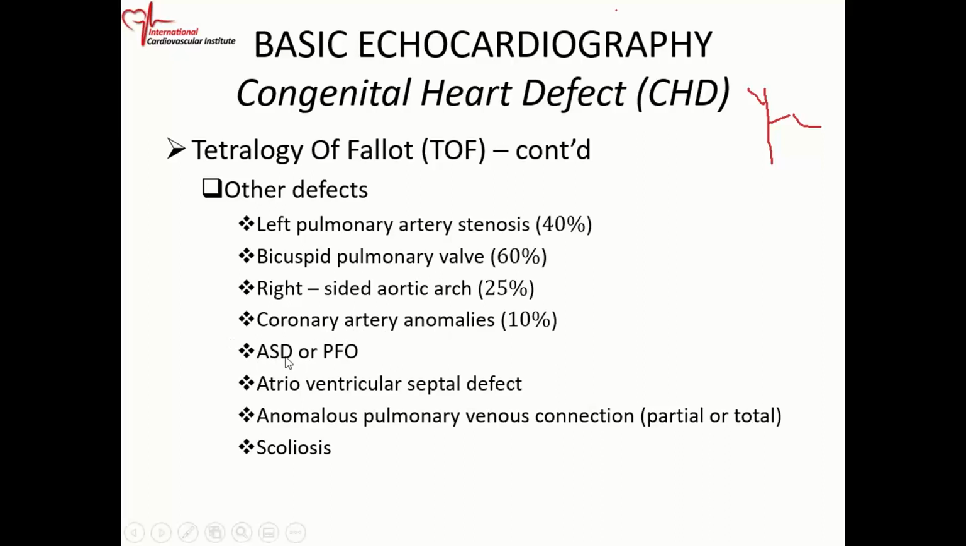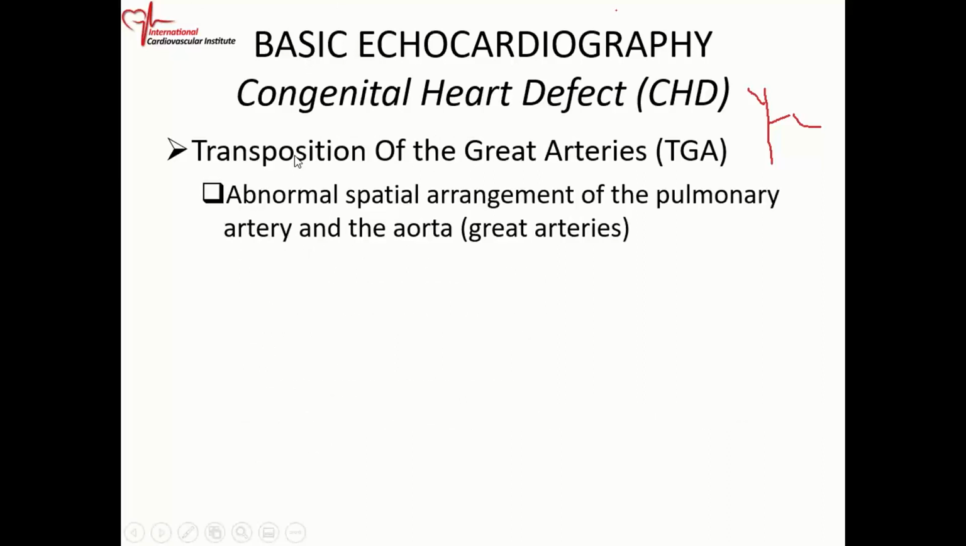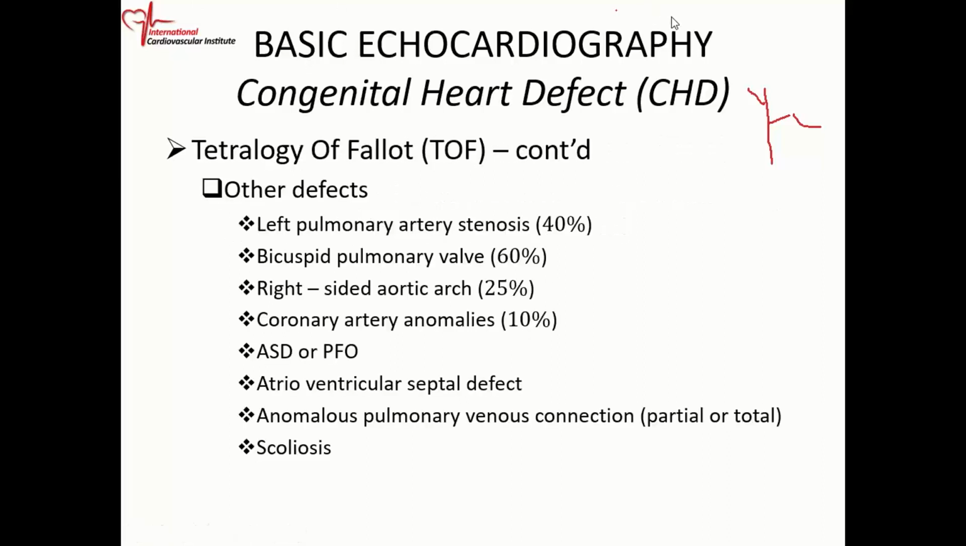Again, ASD or a PFO can occur. Atrioventricular septal defect, this endocardial cushion defect. Anomalous pulmonary venous return, you can have partial or total. And skeletal abnormality, scoliosis. So these are some of the additional defects that can occur with tetralogy of Fallot. All right, so what we're going to do, we're going to stop here. You're going to go over these things in depth.